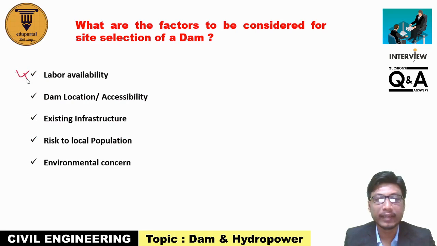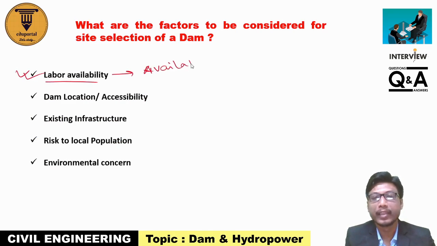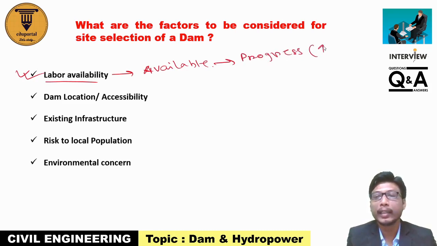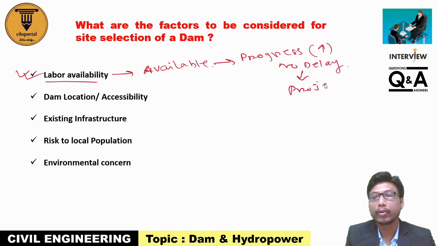Like labor availability. Labor should be easily available. Why? Because if the labor is easily available, then the work progress will be high, and there will be no delay, and total project cost will be less. So labor should be easily available.